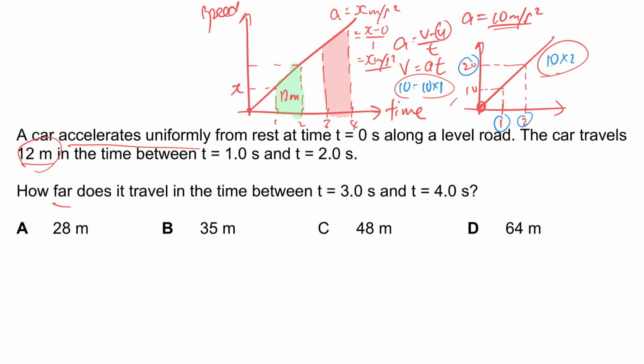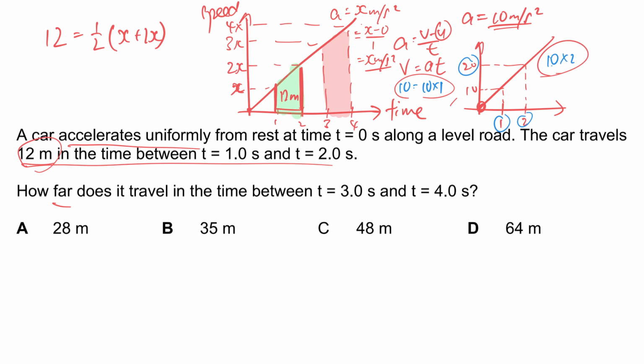Based on what you have learned here, if here is x, 2 seconds later this will be 2x, and 3 seconds later this will be 3x, and 4x. That's what a constant acceleration means. So the first information given in the first paragraph actually helps you to find the unknown x. So 12 is the area underneath the graph, and it's a trapezium, so you use the area of a trapezium: half times the sum of parallel sides, which is your x and 2x, times the height between the two parallel sides, which is just 1 second.